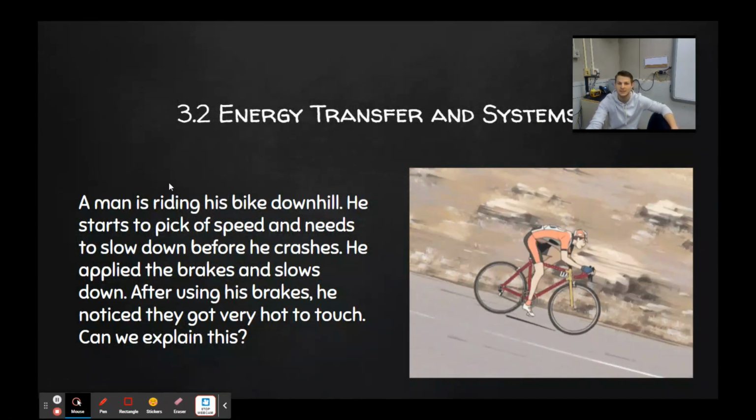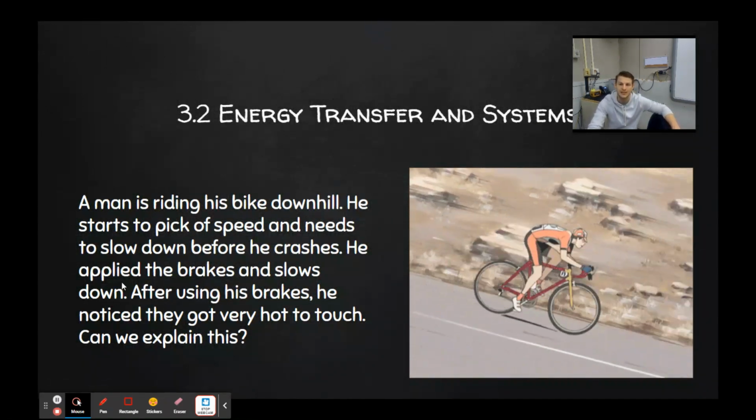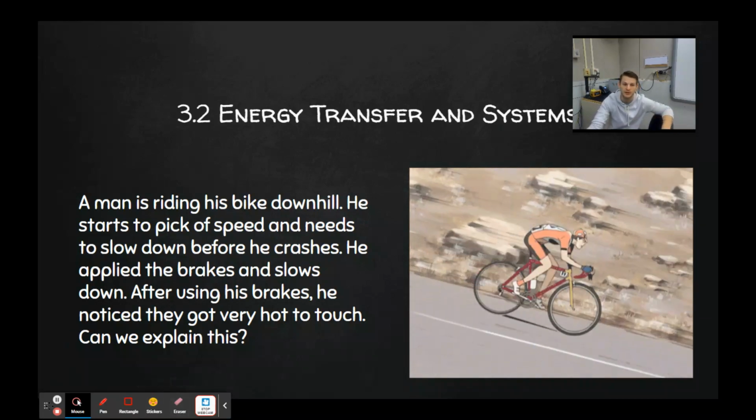Real simple lesson. Next time we're going to talk about energy transfer and energy systems, because this is where it all starts.